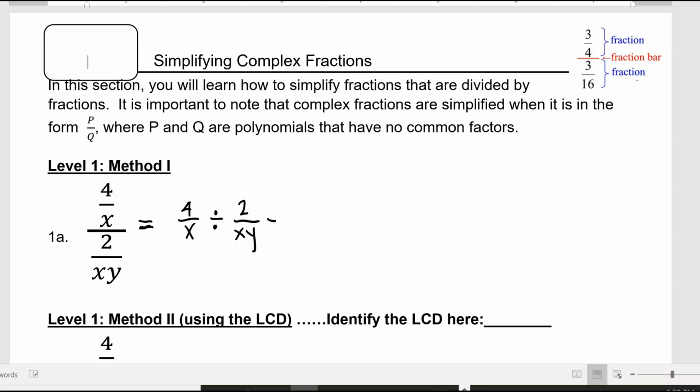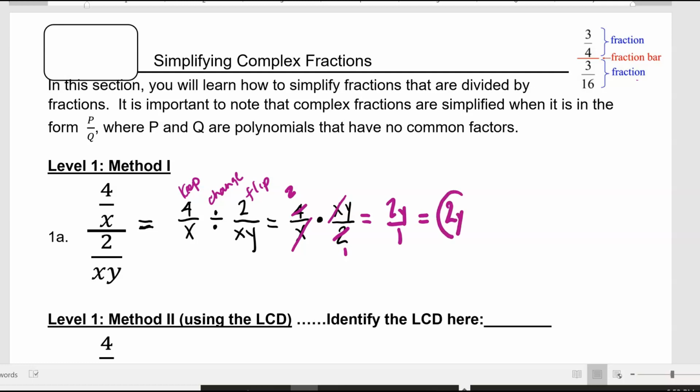All right, so for this one, of course, all we have to do is keep, change, flip, right? Keep, change, flip. So we'll write 4 over x, we'll keep it, we'll change the division symbol to a multiplication symbol, and we'll write the reciprocal of 2 over xy, which is xy over 2. Then we can simplify. 2 goes into 4 2 times, right? 2 goes into itself 1 time. You can also cancel out the common x's, leaving us with a 2y over 1, but always go that step further and divide that numerator by that denominator. So we're going to have 2y as our answer.